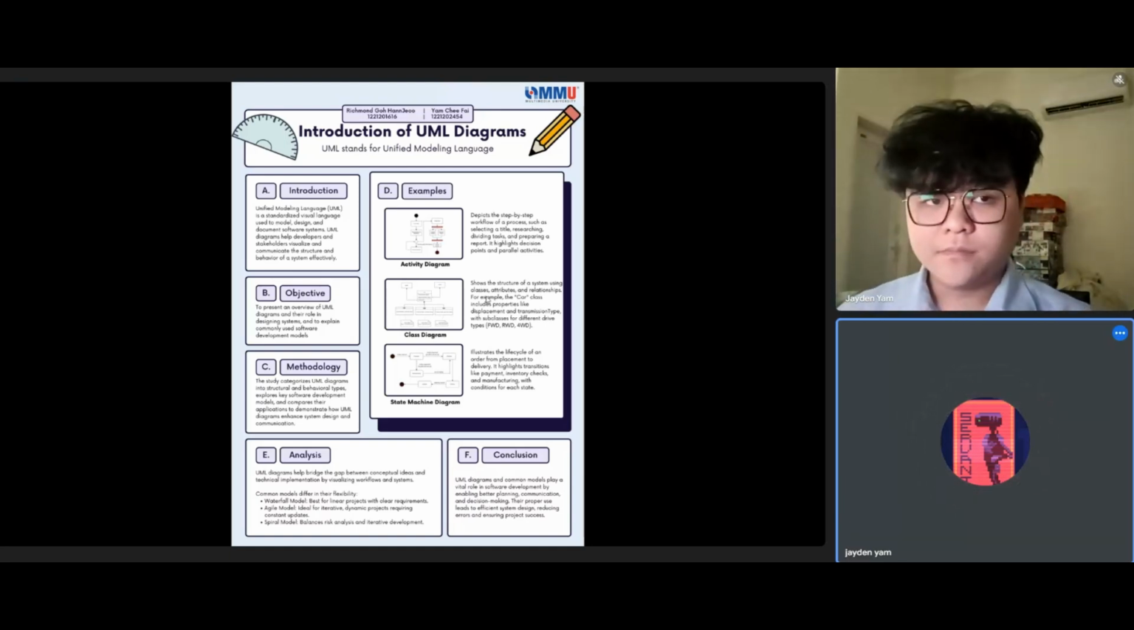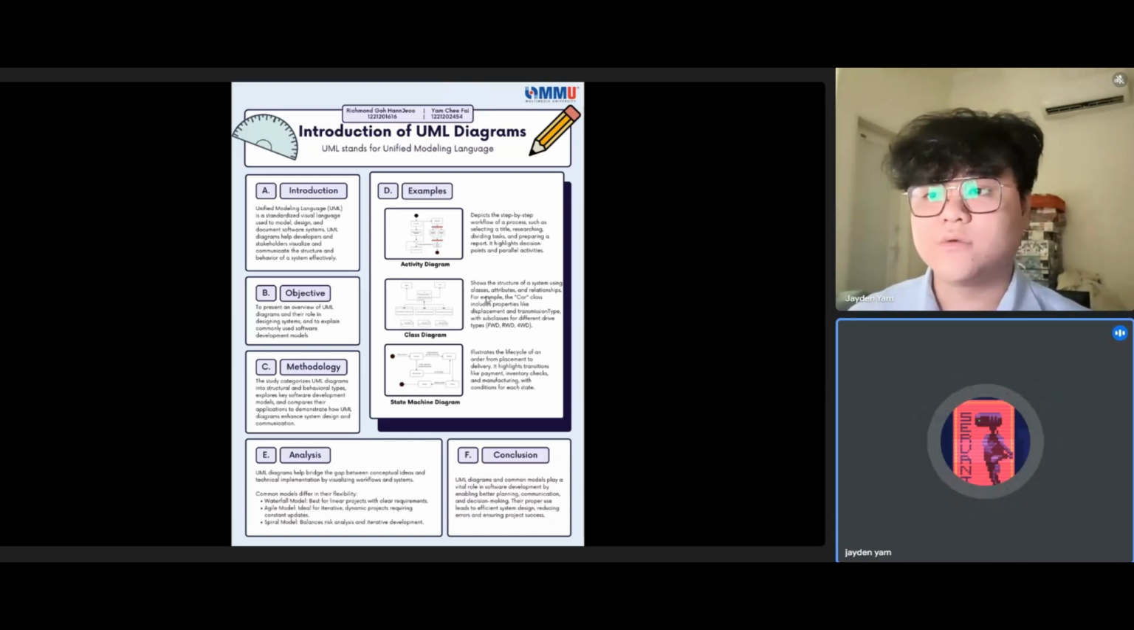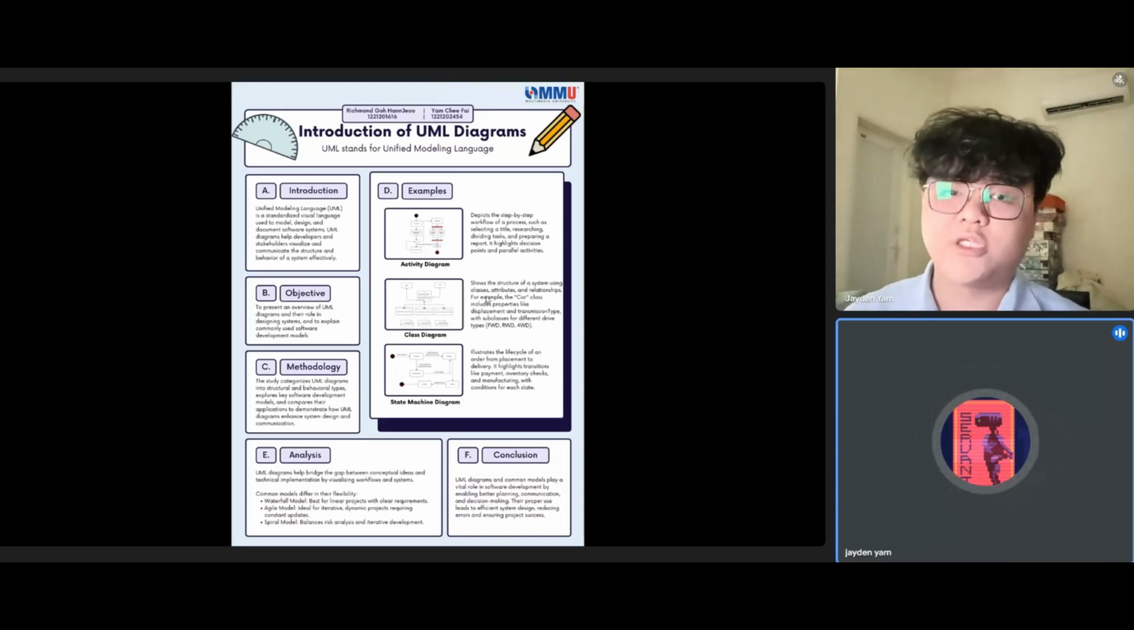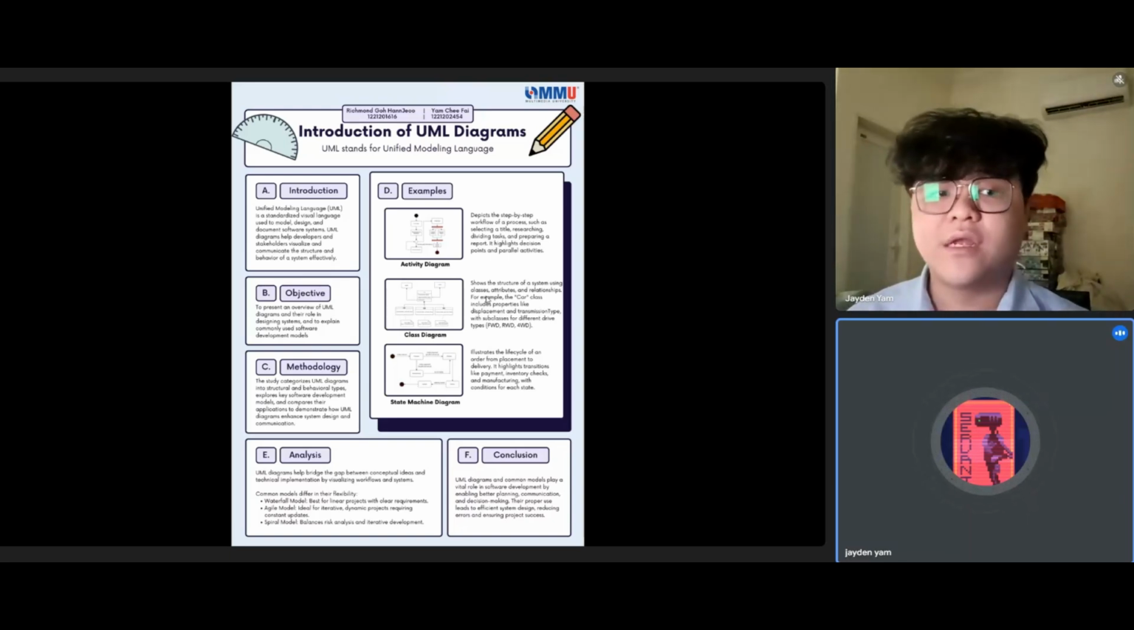So, to dive deeper, let's move on to methodology. UML diagrams can be broadly categorized into two main types: structural and behavior types. Structure diagrams focus more on the static aspects of a system, such as its components, classes, attributes, and relationships. They show how the system is organized and how its parts interact with each other. The behavior diagram focuses more on the dynamic aspects of a system, such as processes, workflow, state change, and interaction over time.